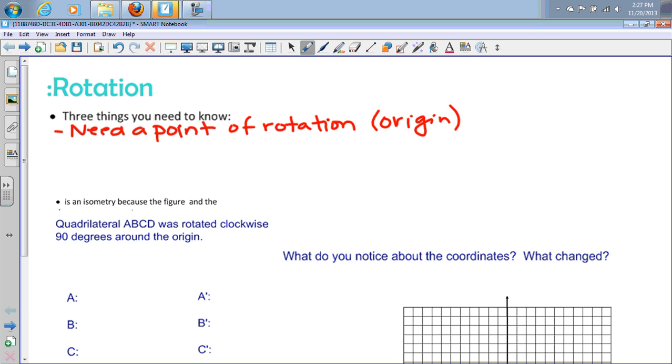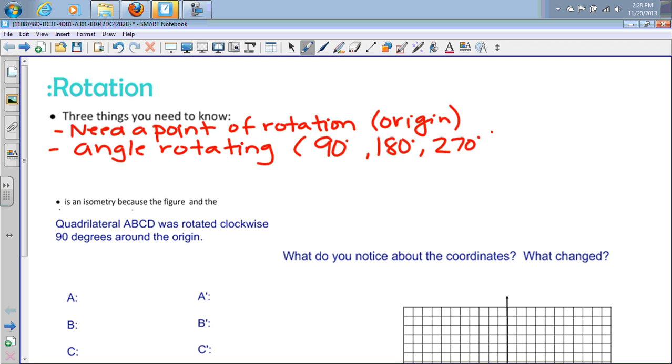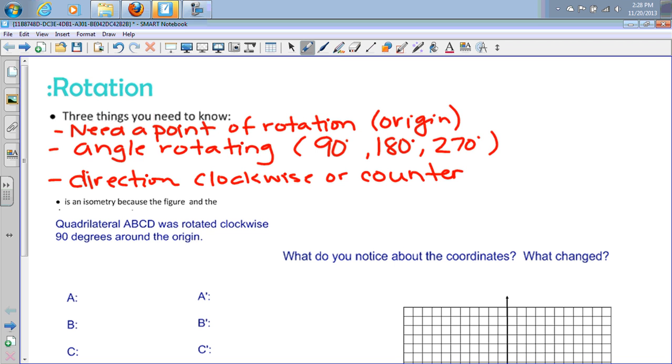We need to know the angle at which we're rotating. So it is most likely going to be either 90 degrees, 180 degrees, or 270 degrees. And then we need a direction. Will we move counterclockwise or will we move clockwise? Do we need to know that when we're doing a rotation of 180 degrees?